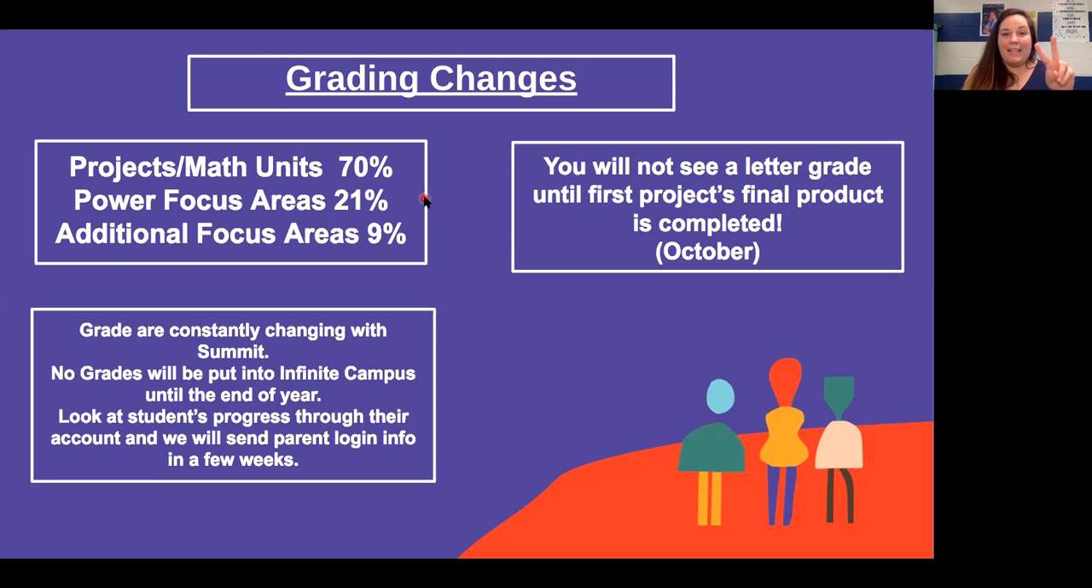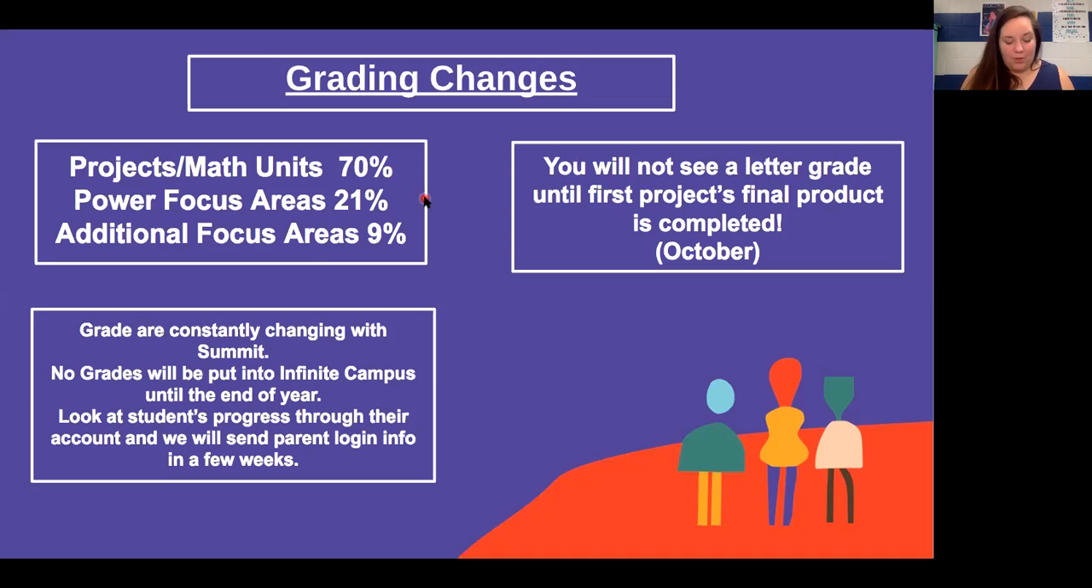So remember, that's the second line on your year view. Those content assessments that you have to pass for the school year make up 21% of your grade. So you've got to make sure you do those. And then lastly, your additional focus areas, that third line, make up 9% of your grade. So therefore, if you don't do any additionals, you're going to be missing 9% of your grade.